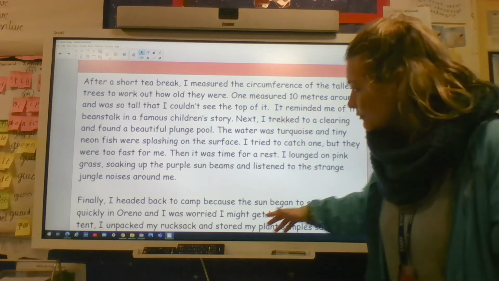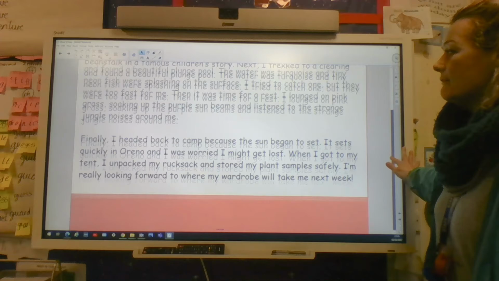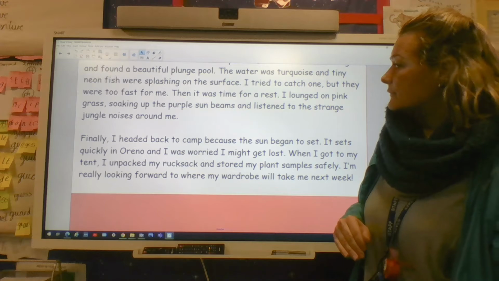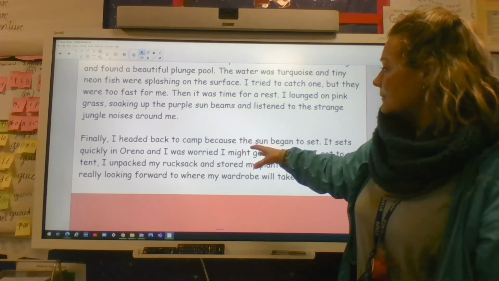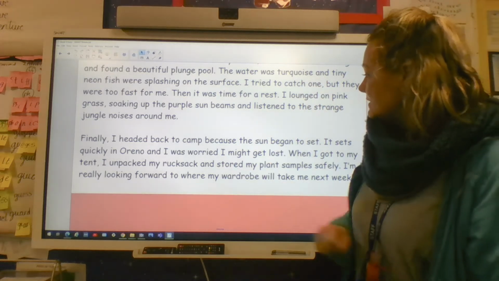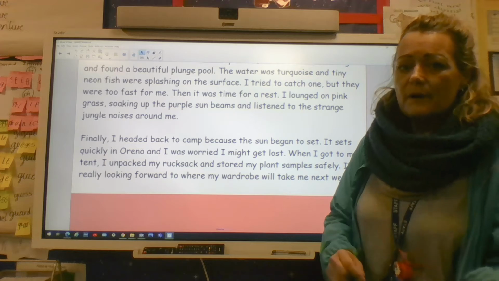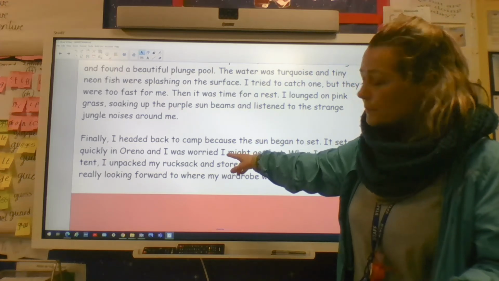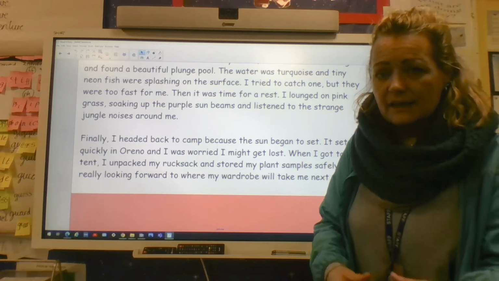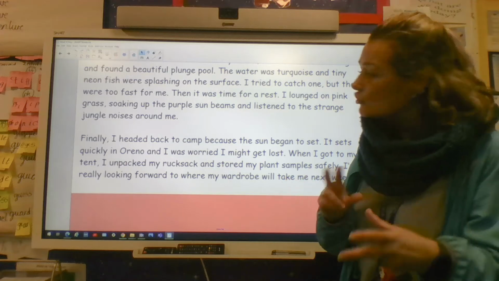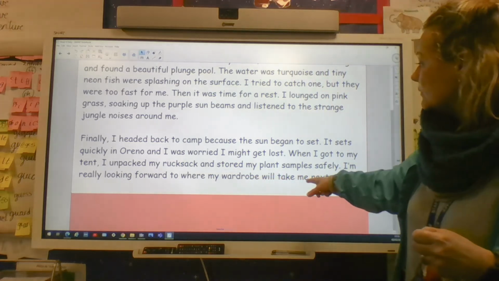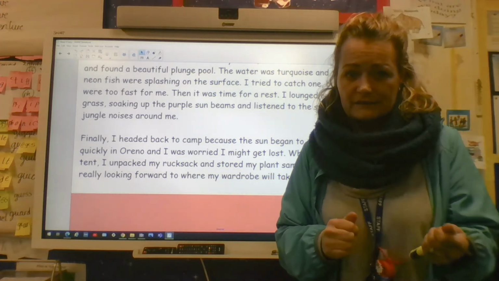So moving on to the 4th paragraph, beginning with the time word finally, so we're in order. This is the chronological order of events. Finally, I headed back to camp because the sun began to set. It sets quickly and I was worried I might get lost. All of this is in the past tense. We can see first person being used. We can see description and detail in the colloquial language, so the chatty kind of language that we've got. I'm really looking forward to where my wardrobe will take me next week. It's really nice and chatty.